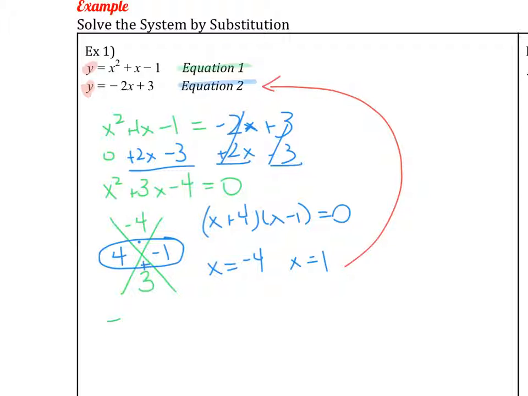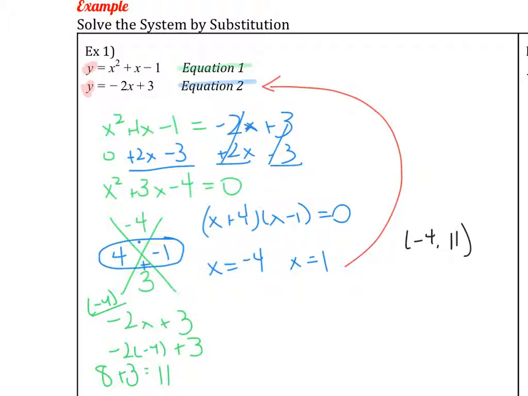Equation 2 is negative 2x plus 3, and let's plug in negative 4. So negative 2 times negative 4 plus 3 is positive 8 plus 3, which is 11. So one of our ordered pairs is negative 4 comma 11. That's where it intersects. Now we have x equals 1, and again we plug that into equation 2: negative 2 times positive 1 plus 3. Negative 2 times 1 is negative 2, plus 3 is 1. So our other ordered pair where they intersect is 1 comma 1.